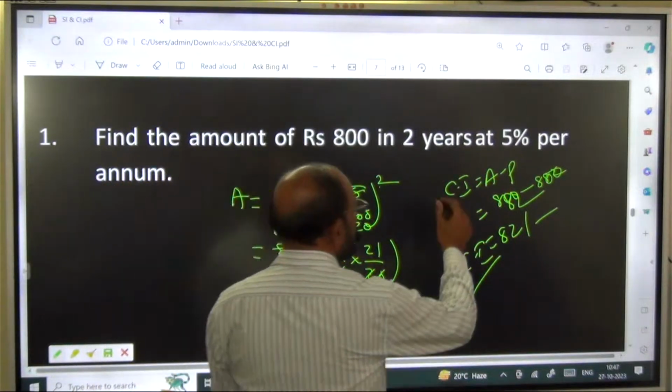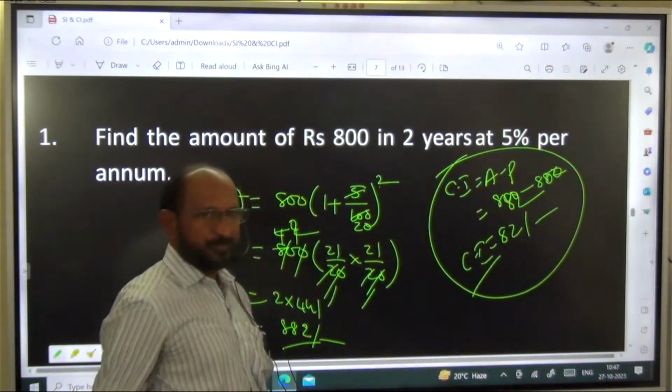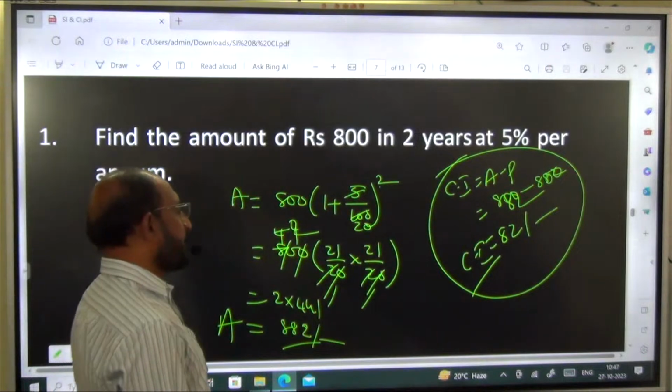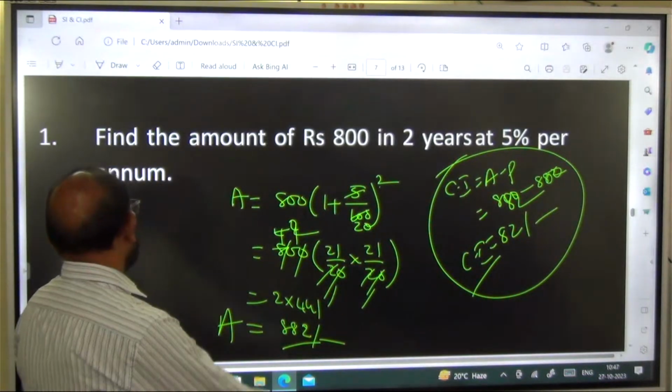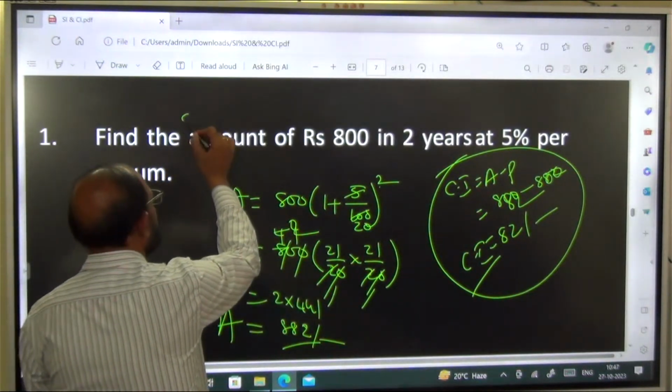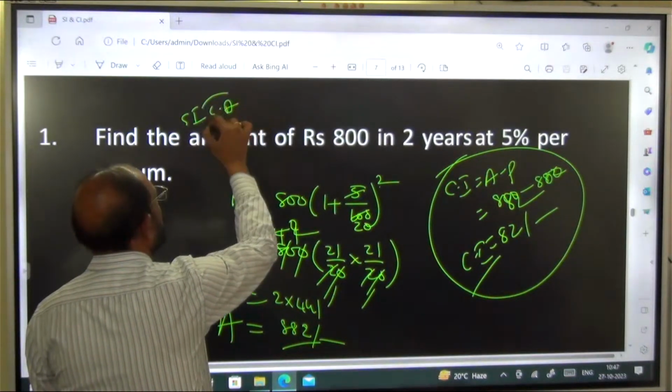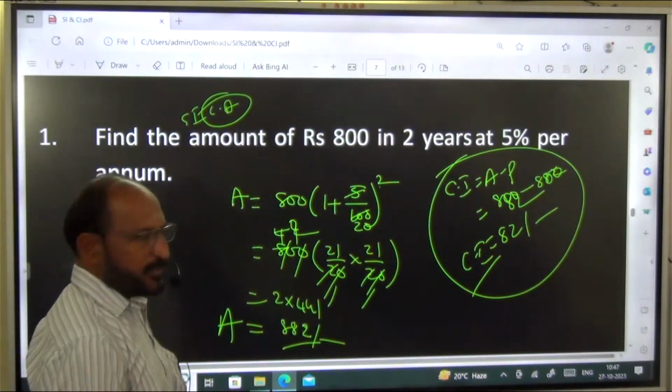Just how to calculate the CI. They will mention find the amount, meaning maybe simple amount or compound amount. They will mention compound amount.